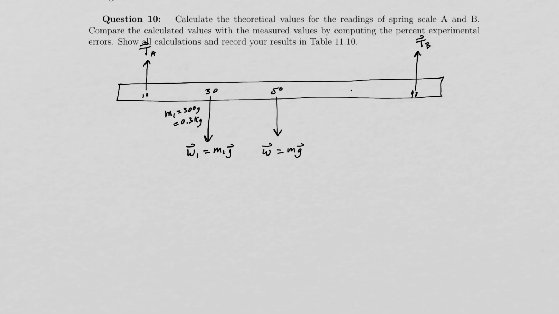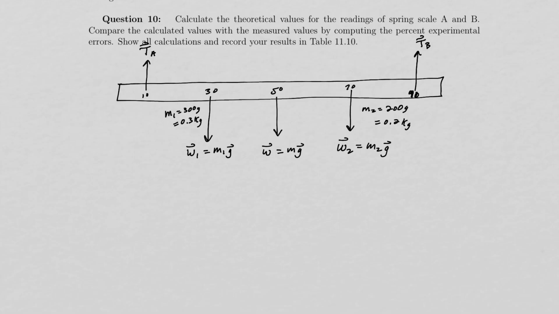And then at 70, I have weight 2, which is m2g, where m2 is 200 grams, but that's the same as 0.2 kilograms. Okay, and I want to figure out what TA and TB are, right? What are those tensions? What are those forces? The tensions are just forces.